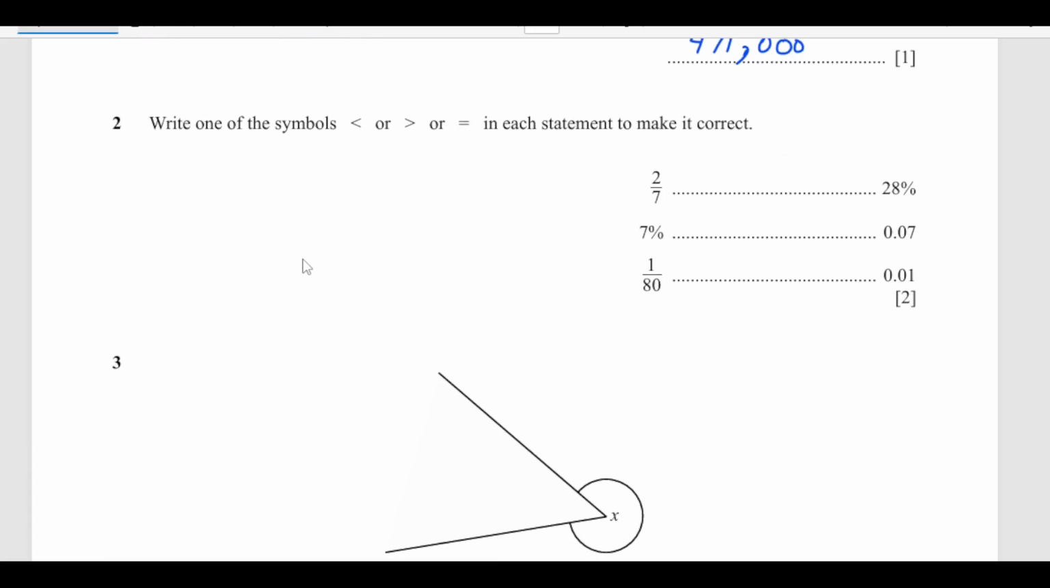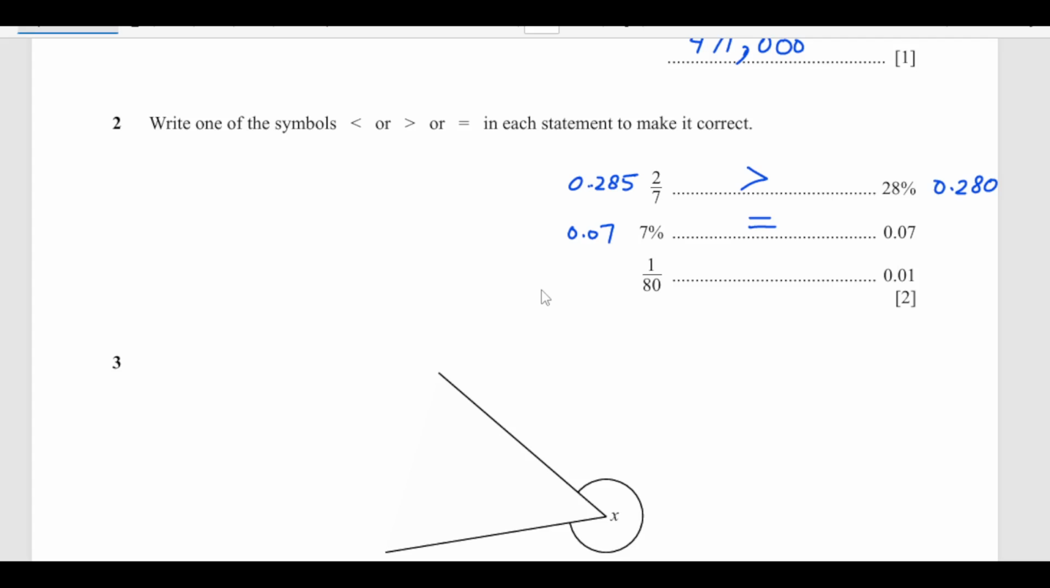Now number 2, use one of these symbols, less than, greater than or equal, in each of the statements to make it correct. Now as this is a calculator paper, you can easily convert 28 over 100, it is 0.28. I am converting them into decimals. So 2 divided by 7 is 0.285. So the whole part is the same, 0 and 0, and the decimal part, this is 280 and this is 285. So this one is greater. So 2 over 7 is greater than this. So this is already in decimal, and 7%, 7 over 100, means 0.07. So they are equal. So equal sign is there.